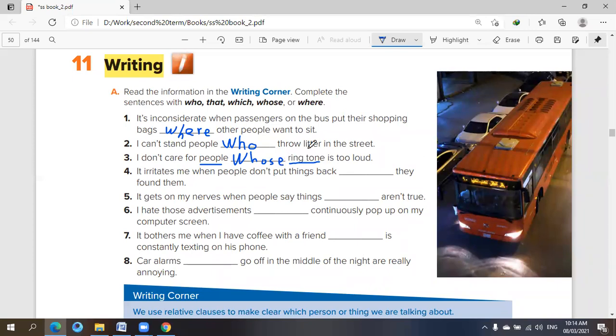Okay, number four, Abdullah. "It irritates me when people don't put things back where they found them." Excellent, because we are talking about a place. So here it's where. That's it.